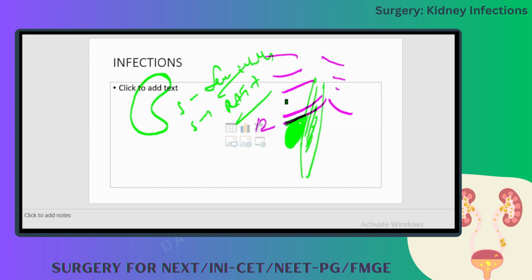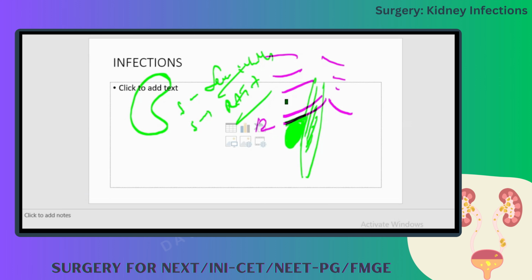So what is the treatment here? This is all, just revising. Antibiotics, oral or IV. See, there are two types of infections, one simple, one complicated. If the upper tract is involved, that is kidney and ureter, you have to give IV antibiotics. Lower tract is bladder. If the lower tract is involved, then oral antibiotics are sufficient.